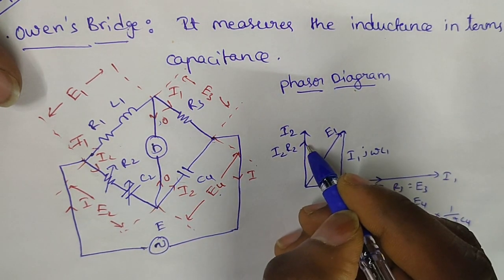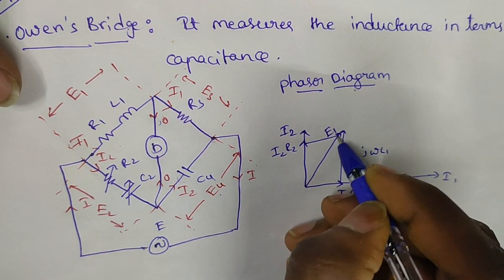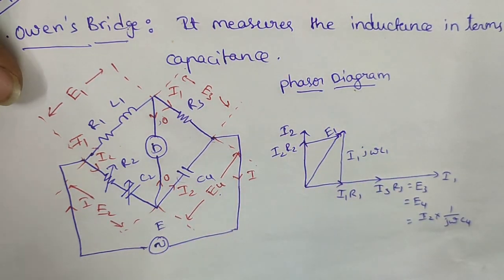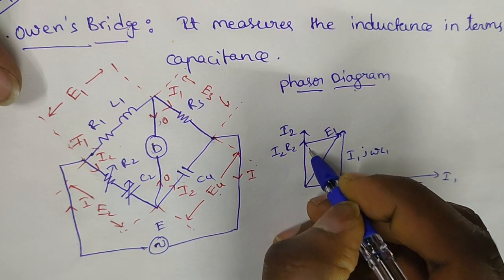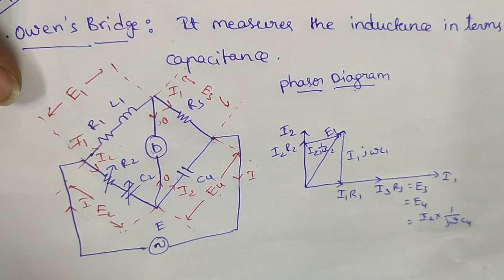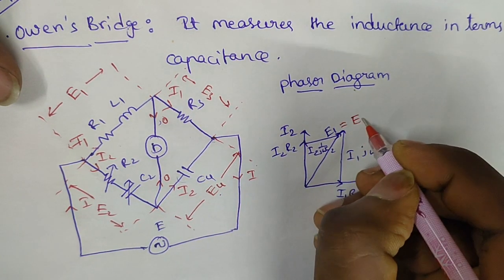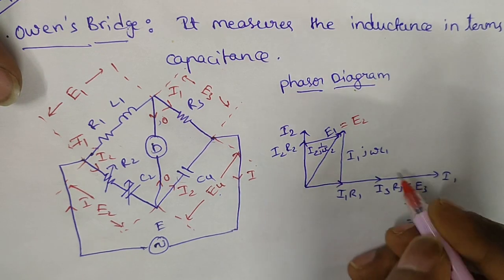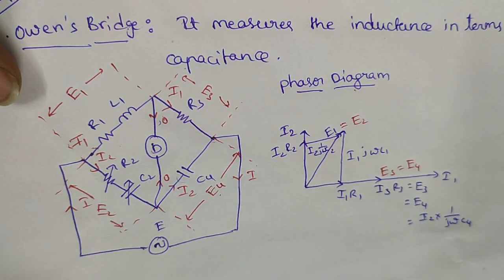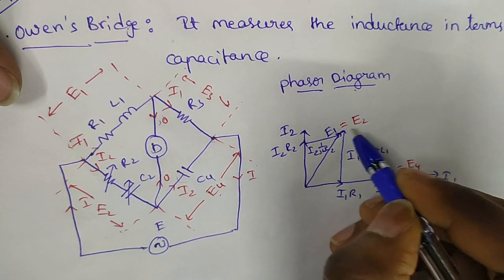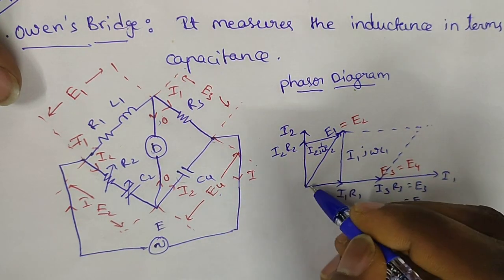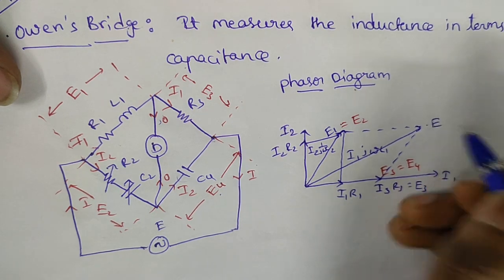Then we can say another drop is capacitive drop. So it will be perpendicular to the resistive drop. Then it will be written as I2 1 by J omega C2. Then this will equal to E1 E2. Here is the voltage drop, that is E3 is equal to E4. Now this is called as resultant voltage E.